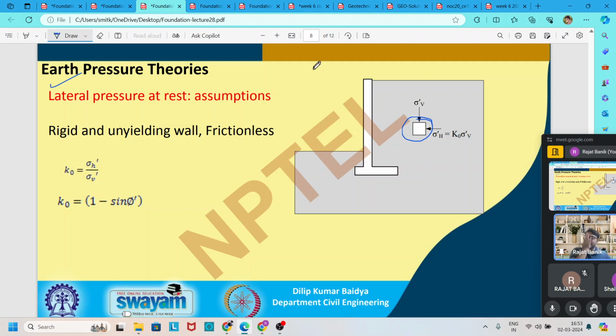This K naught is given as 1 minus sine phi, where phi is the angle of internal friction of this type of soil. So for earth pressure at rest, this coefficient is 1 minus sine phi.